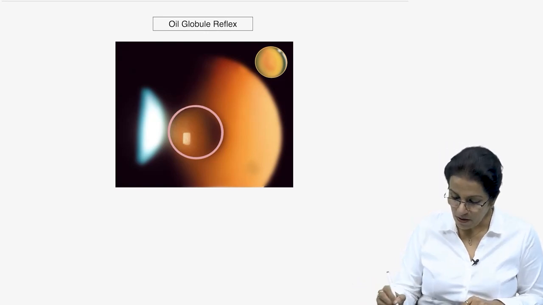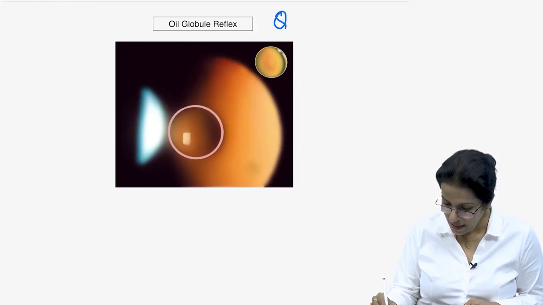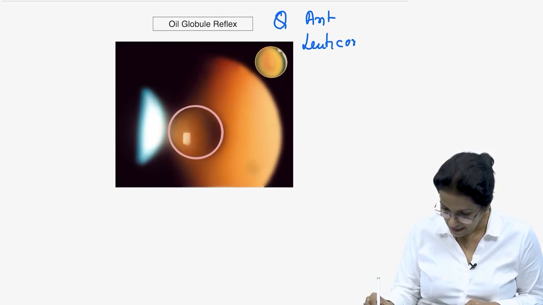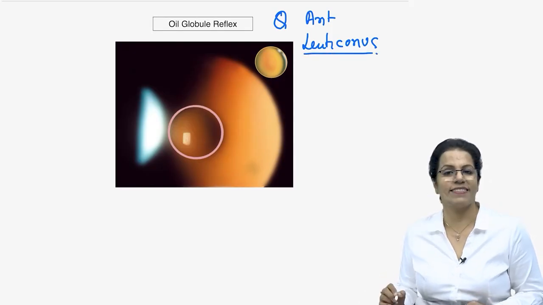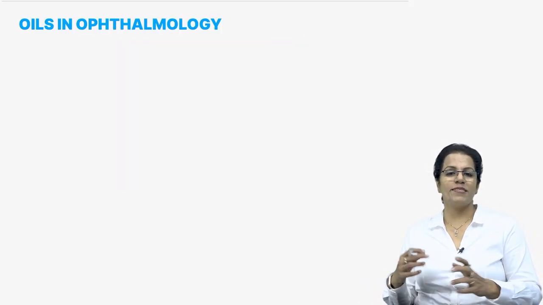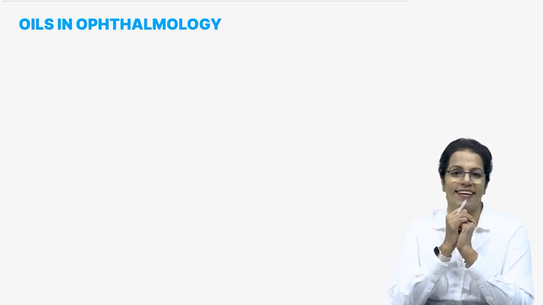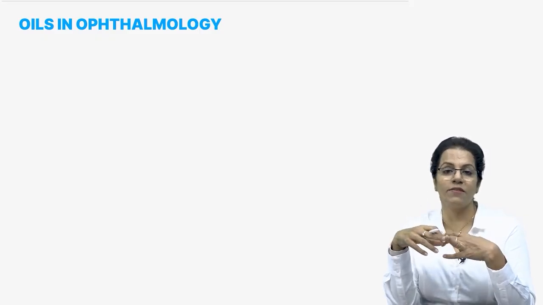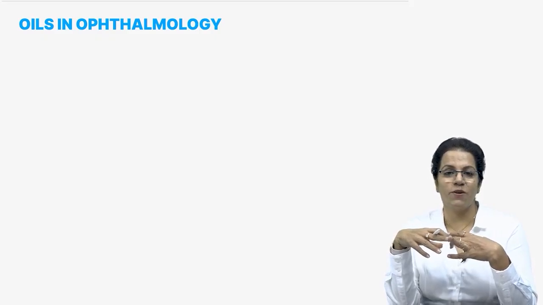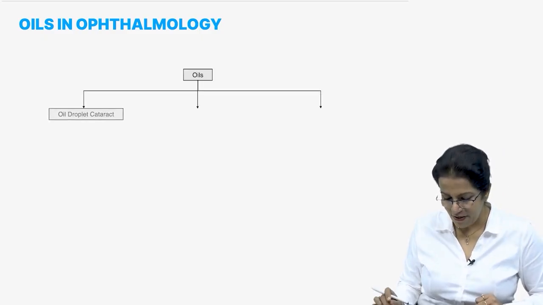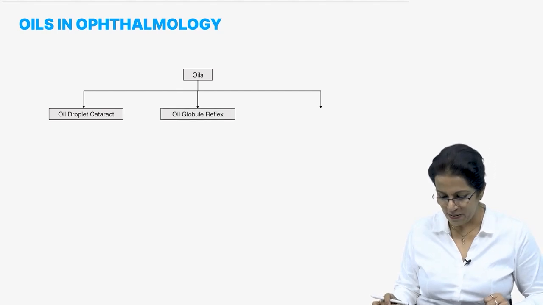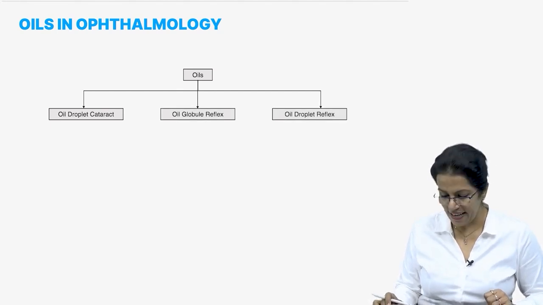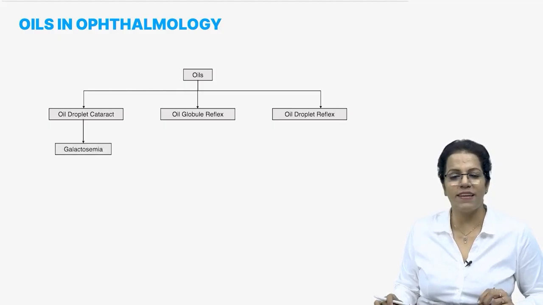It's an important exam question. It's a feature of anterior lenticonus. Oil globule reflex is seen in anterior lenticonus. Then we talk about some more oils in ophthalmology. I talked about oil droplet cataract in galactosemia, and I am saying oil globule reflex in lenticonus. So what are the other oils? Let's learn all the oils here. First was oil droplet cataract in galactosemia, second oil globule reflex. Third is oil droplet reflex.